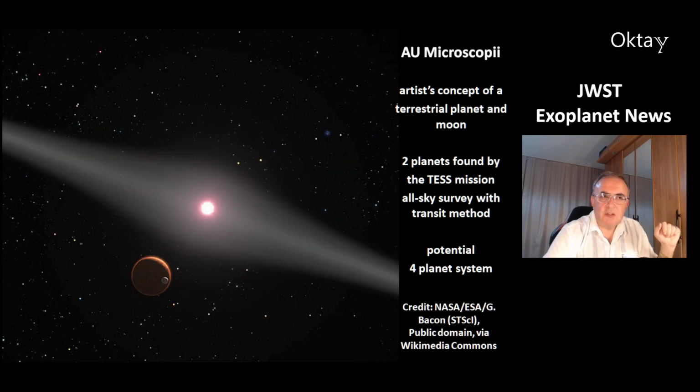This is another artist's concept of a terrestrial planet. It's a hypothetical moon. 2 of the planets were found by the TESS mission. That's an all-sky survey mission with the transit method. And it could be that this system contains 4 planets.